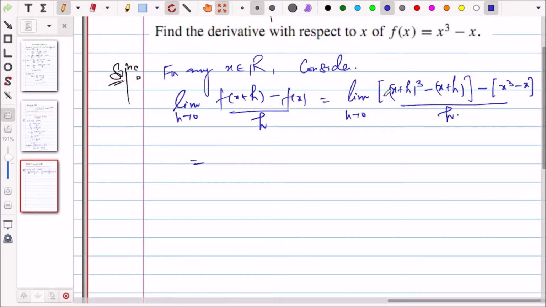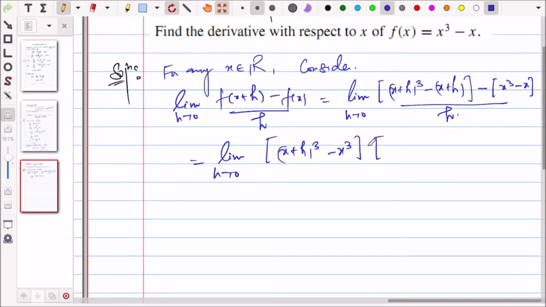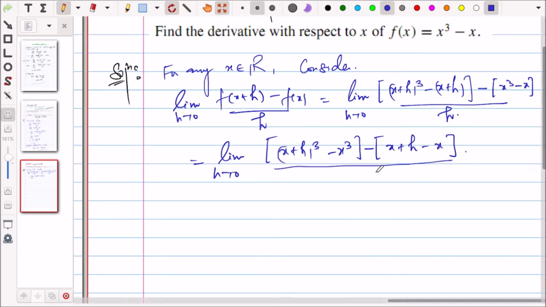So what will be this? So group the cube terms together and group these terms together. So then you will be left with (x plus h) cube minus x cube, minus, take the minus common. So you will be left with (x plus h minus x) upon h.